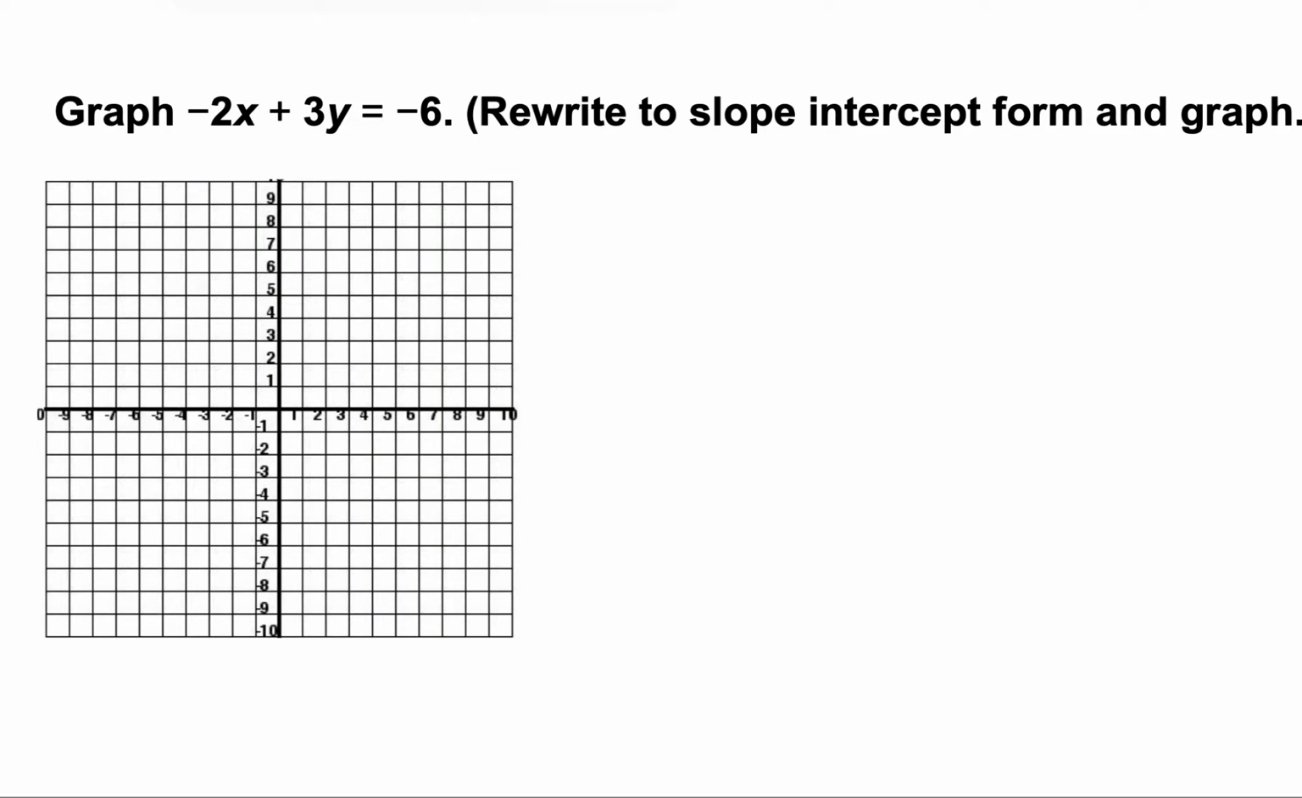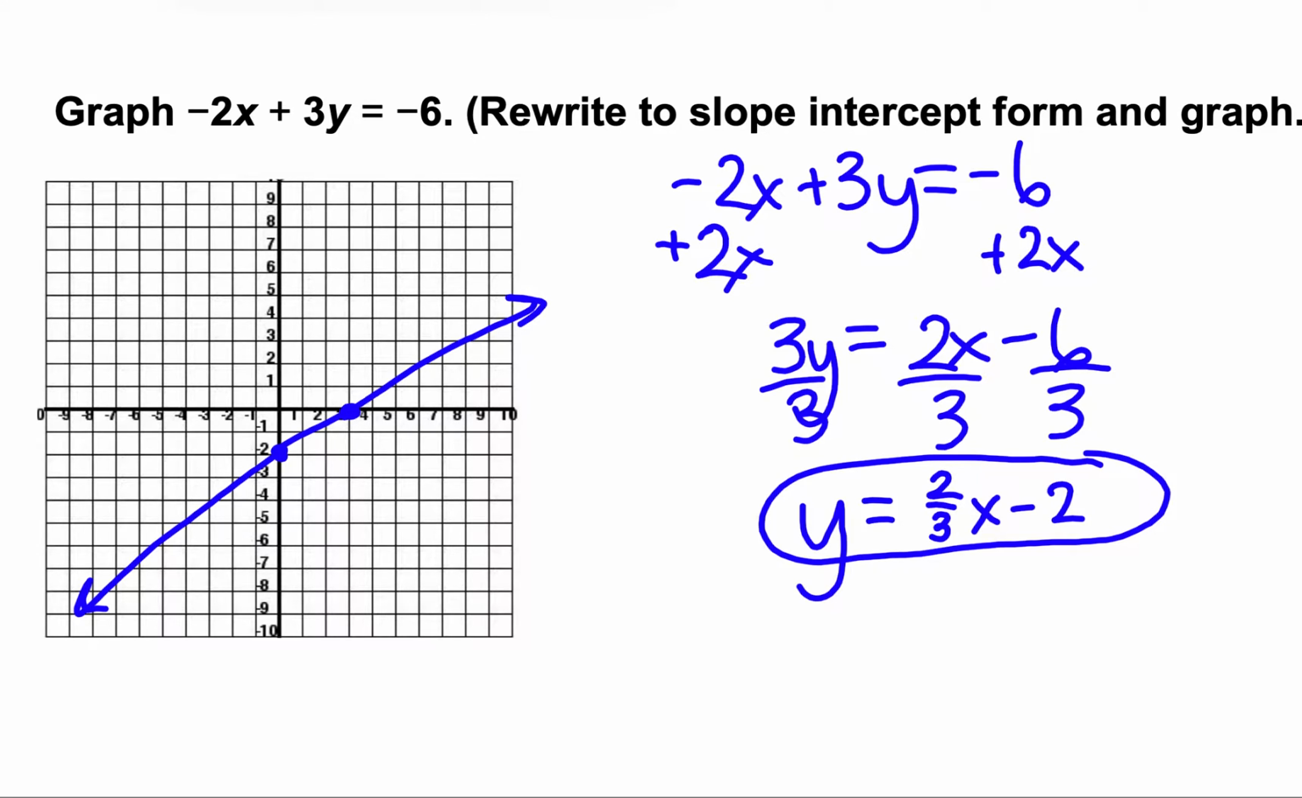Okay, so here's our first type of problem. They've given us an equation in standard form. It says graph negative 2x plus 3y equals negative 6. And they're asking us to rewrite it into slope-intercept form and then graph. There are a couple different strategies we're going to look at today for graphing things that are in standard form, but this is our first strategy, rewriting it to slope-intercept form and then graphing it that way. So let me show you how to do that.